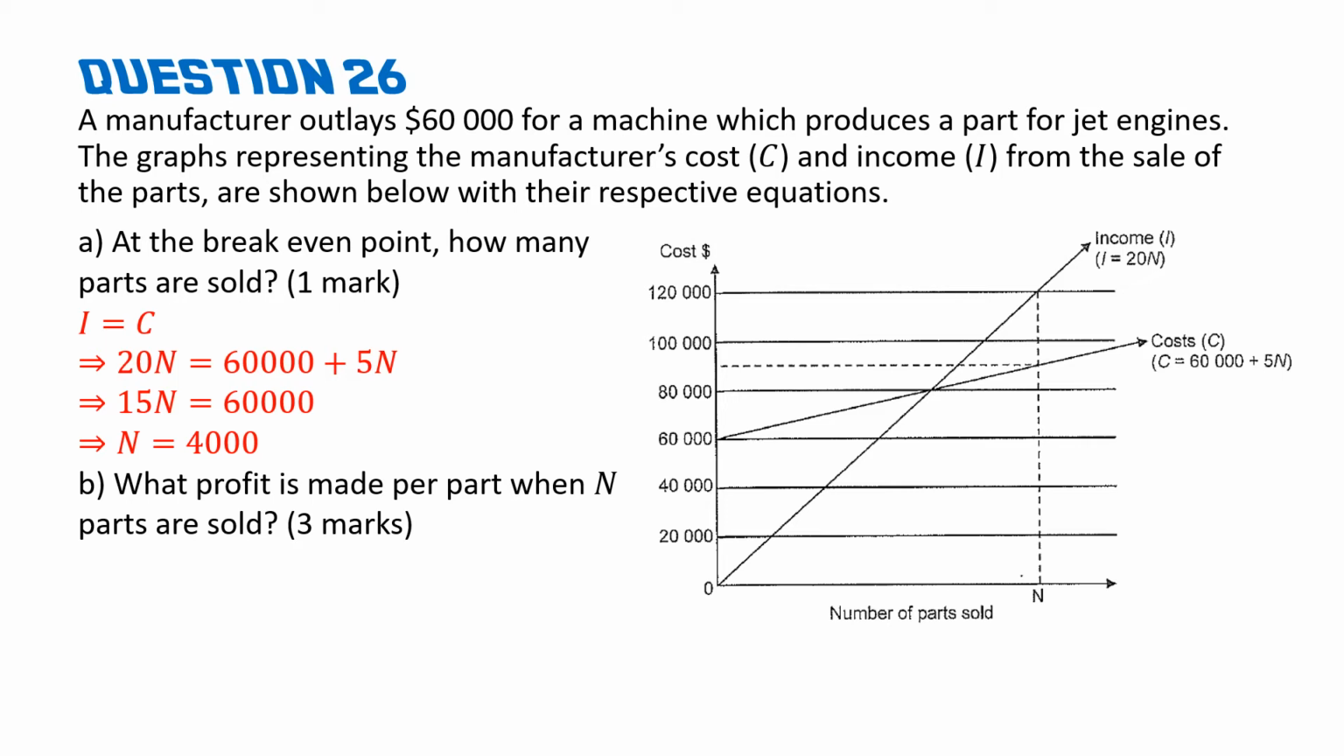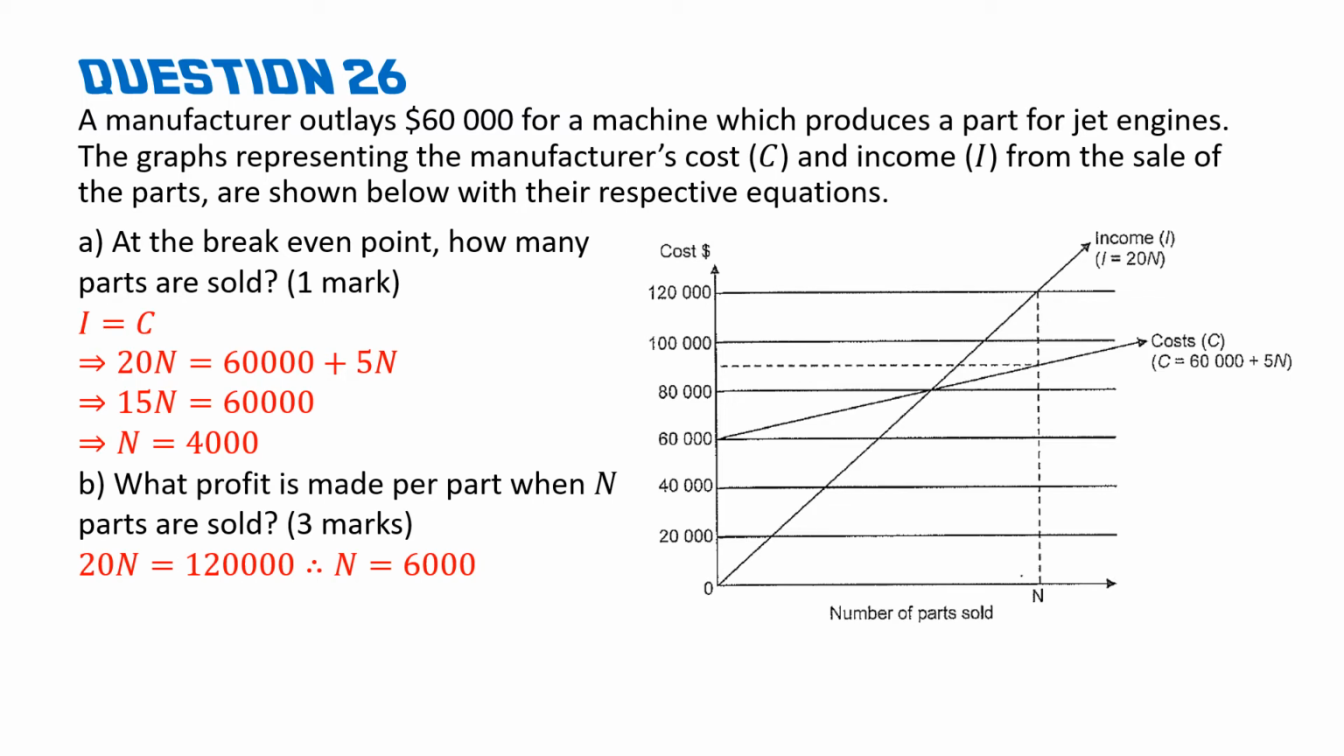So what we want to work out firstly is, well, how many parts have we sold? So we know that like I said before, our income is 20 lots of N, and we know that that's 120,000. So 20N is equal to 120,000, so we divide both sides by 20 to get that N is 6,000. All right, so we're selling 6,000 parts.